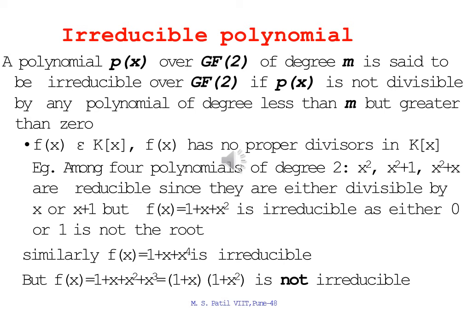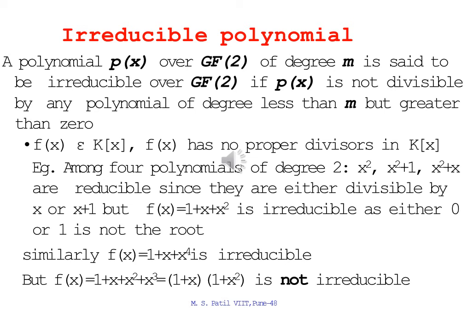So we are considering an example of f(x) which has degree 2. How many such polynomials are there? 4: x square, x square plus 1, x square plus x, and x square plus x plus 1. This is the set of 4 polynomials, so this set is K[x]. Out of that, 3 are divisible either by x or by x plus 1.